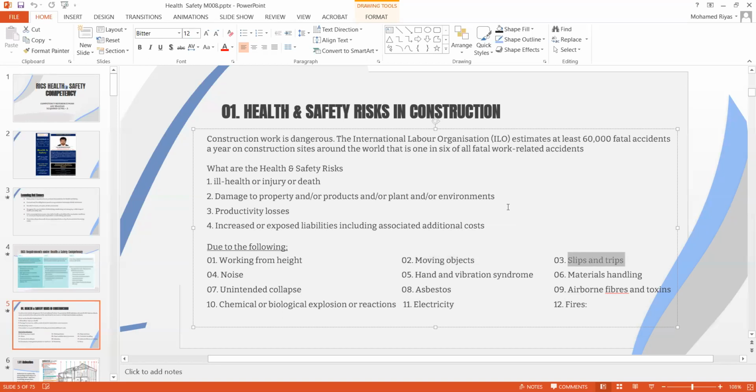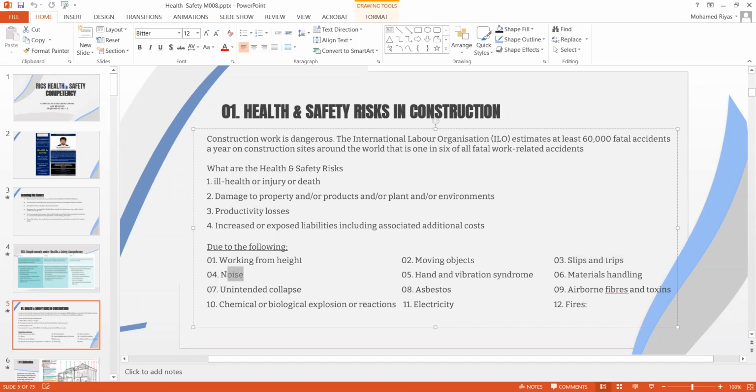The third one is slips and trips. Again, this can come under any category. Even with slips and trips, the workman can slip, or otherwise material can slip and fall from the top.